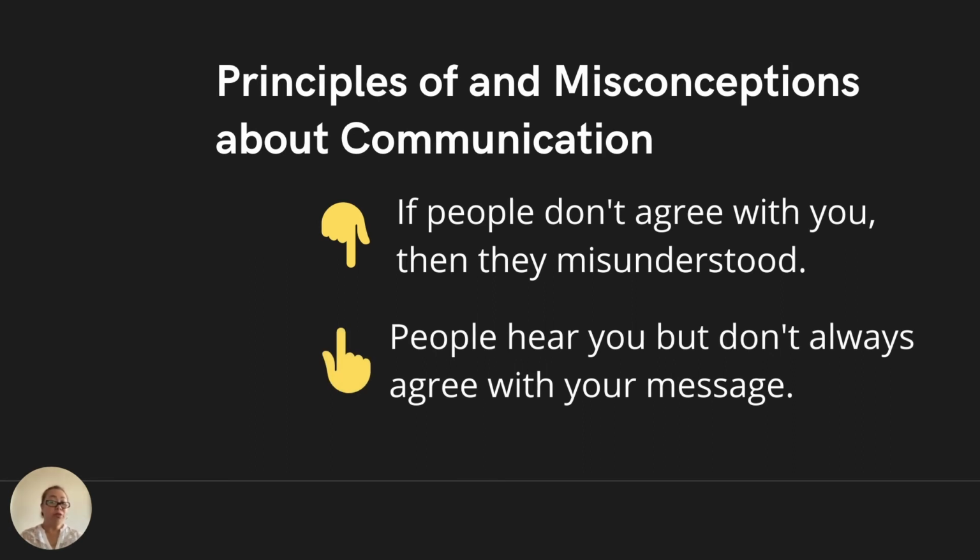If people don't agree with you, then they misunderstood. Overconfidence in the truth of your message can sometimes result in an assumption that everyone will agree with you. Think about how often political convictions can result in disputes among friends. Sometimes people hear your message just fine, but they simply don't agree with you. This is not necessarily a prompt to restate, repeat, or say it louder. It can be a prompt to rethink.